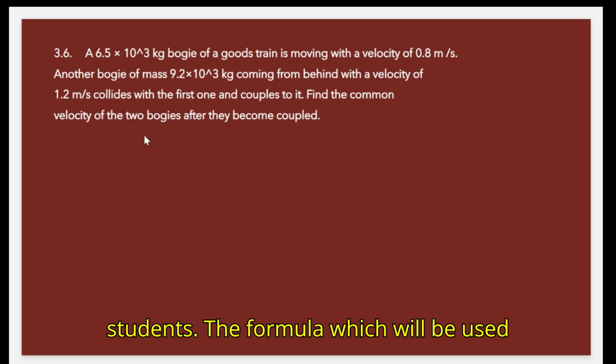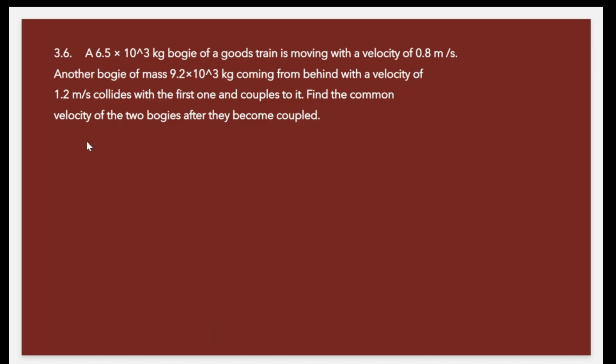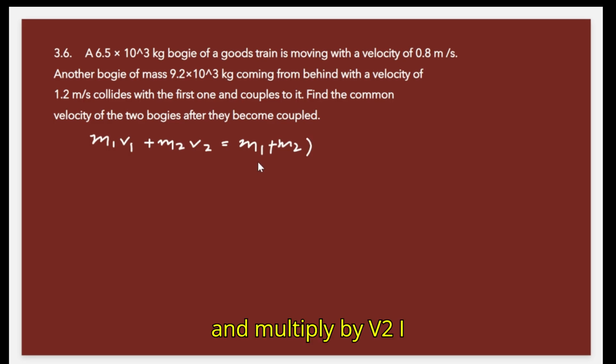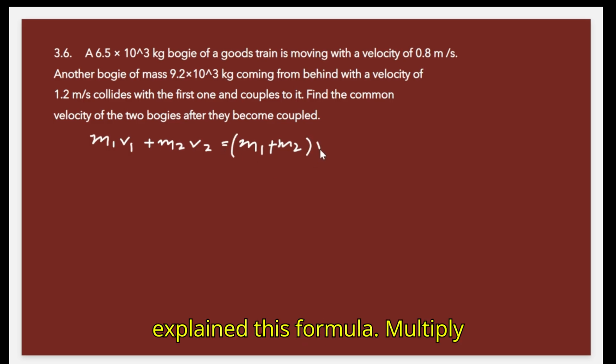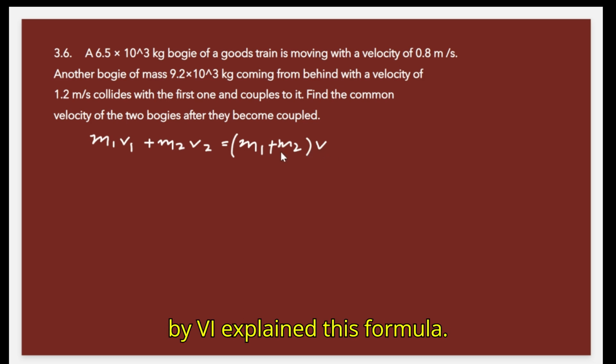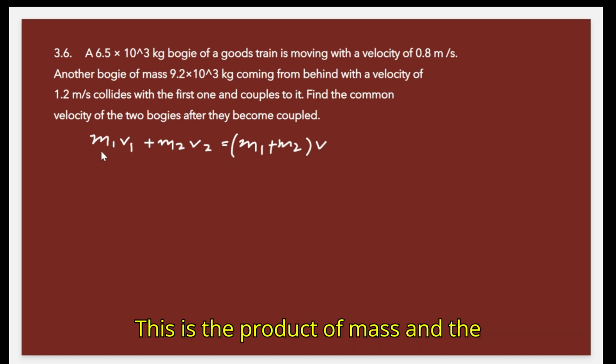Dear students, the formula which we will use to solve this numerical is m1 v1 plus m2 v2 is equal to (m1 plus m2) multiplied by v. I explained this formula. This is the product of mass and velocity.